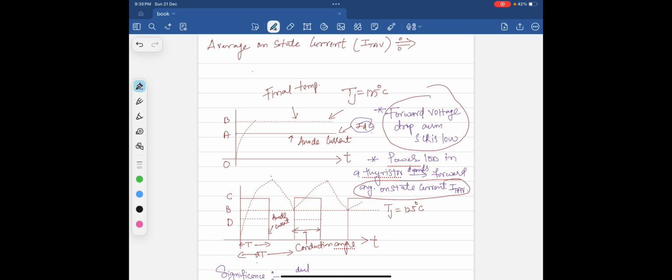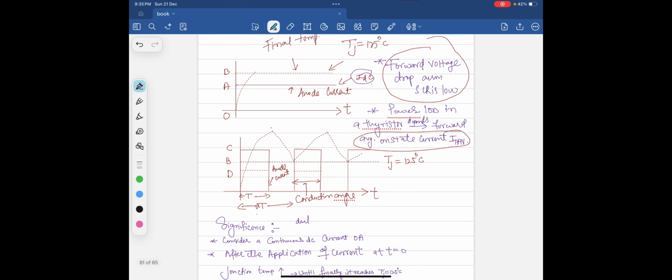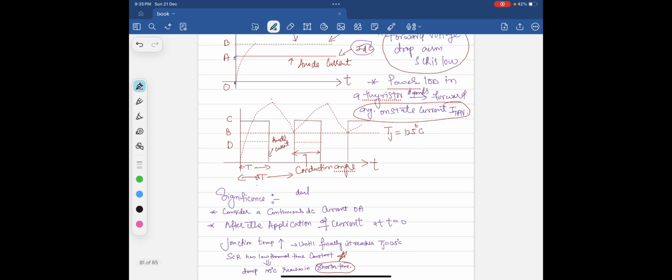Today we will discuss the remaining part of the average on-state current. In the previous class, we discussed a continuous DC current OA, denoted by IDC, that is the anode current. The dotted line shows the final temperature, whose junction temperature is 125 degrees Celsius. Also, we have taken a rectangular waveform whose amplitude is twice the anode current.